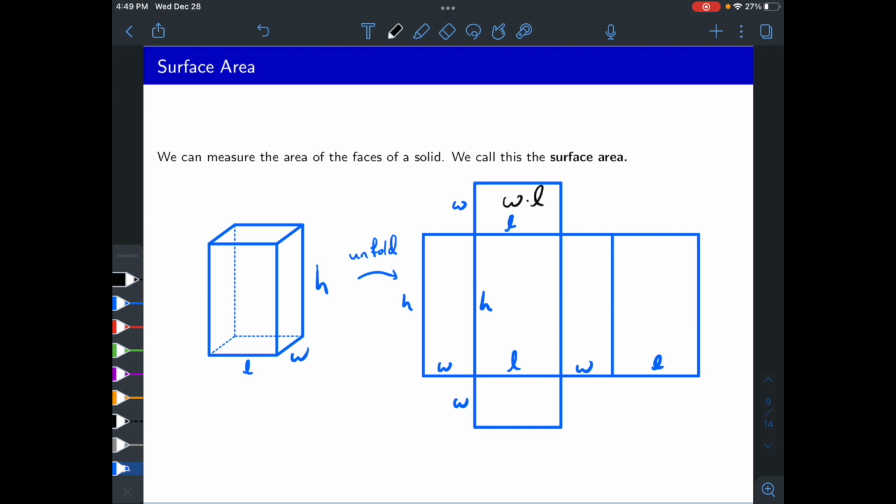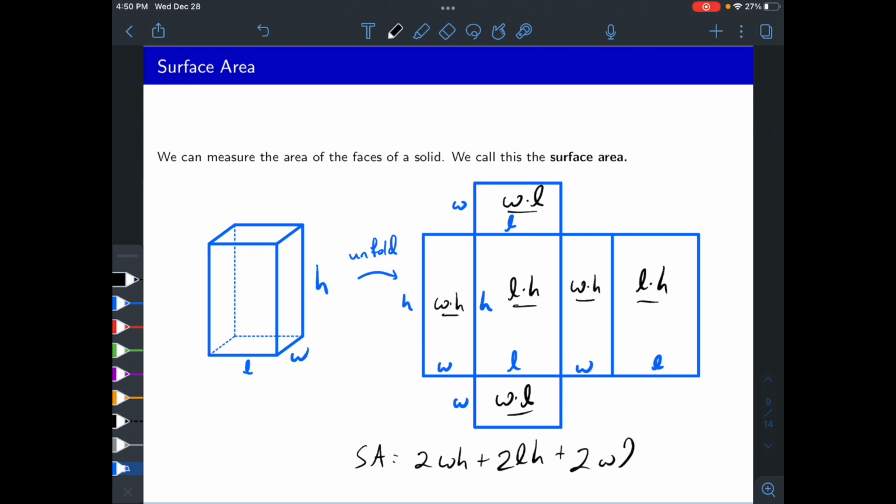This area right here is W times L. This is L times H. This is W times L. This is W times H. W times H. L times H. And then to get your surface area, you just add all of those together. So the surface area is W times H plus W times H, so that's 2 times WH. And then I have 2LH, and then I have 2WL. And so that would be the surface area of this rectangular solid.